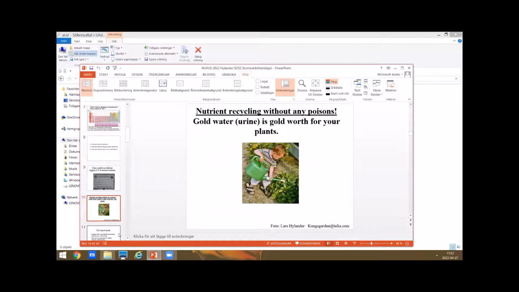We call it gold water in Sweden. And it's really worth gold for your plants. And there are no poisons. Many of the chemical fertilizers may contain poisons such as cadmium, which is a very toxic heavy metal. But you never have this in urine, because our kidney, the organ we have in the body, is perfect for cleaning the urine. So it's totally free from heavy metals and toxic compounds.